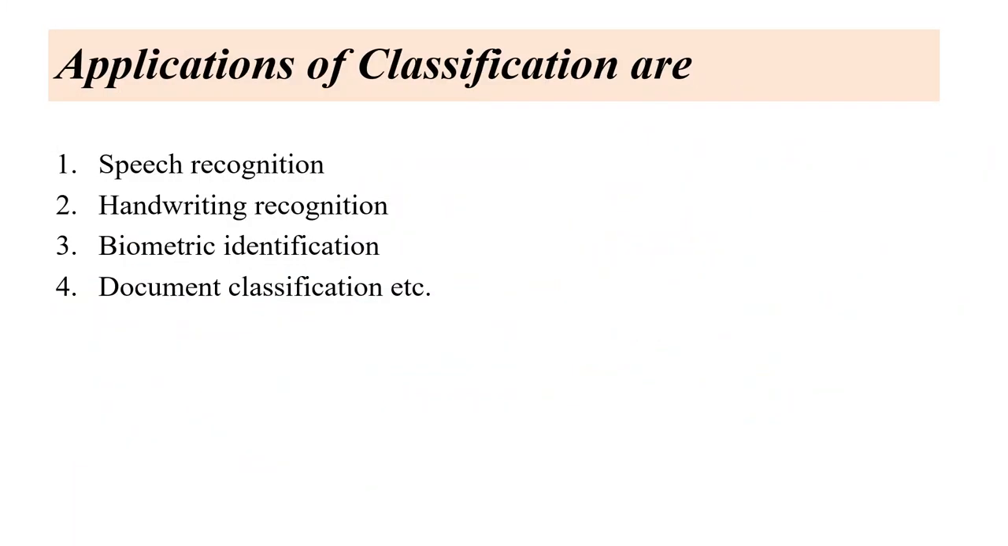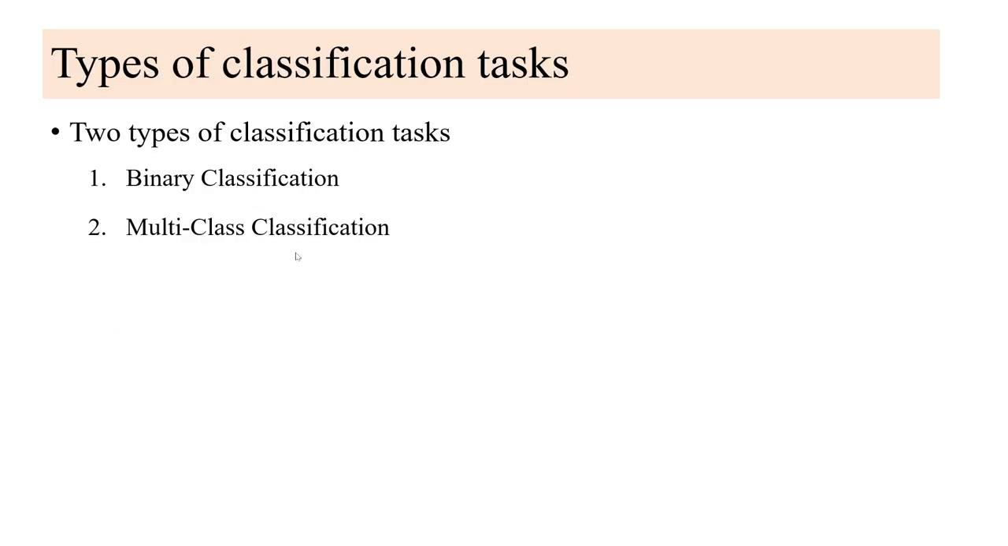What are the applications of classification? The first one is speech recognition, the second is handwritten recognition, the third is biometrics identification, and the fourth is document classification, and many more. These are the popular classification applications. What are the types of classification algorithms? There are basically two types: the first is binary class and the second is multi-class.